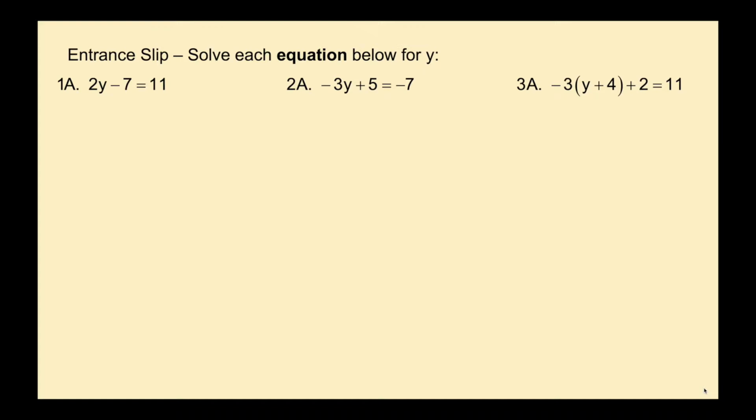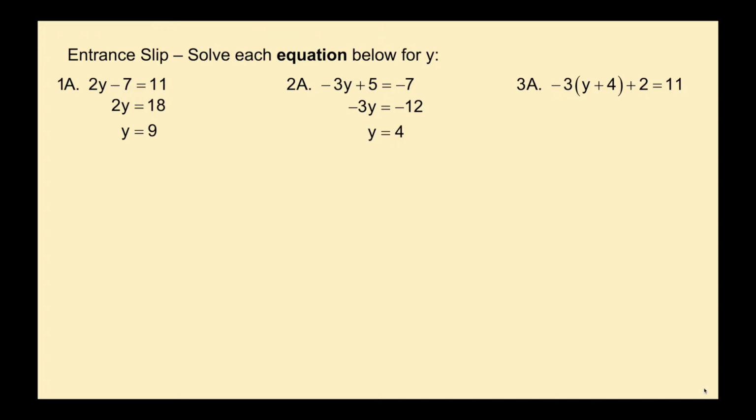As we solve number 1, we would add 7 to each side, giving us 2y is equal to 18. We then divide both sides by 2, and we should have gotten y is equal to 9. For number 2, we should have subtracted 5 on each side, giving us negative 3y is equal to negative 12. Then we would divide each side by negative 3. We end up getting y is equal to 4.